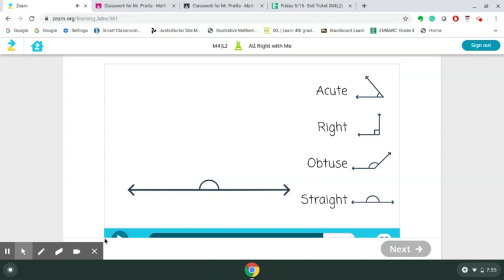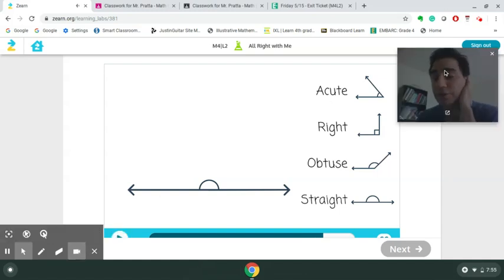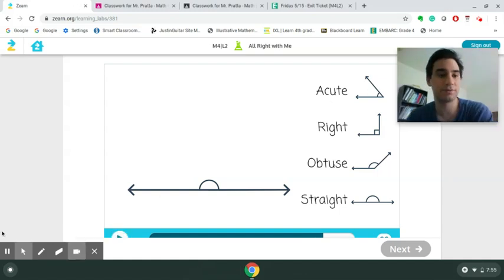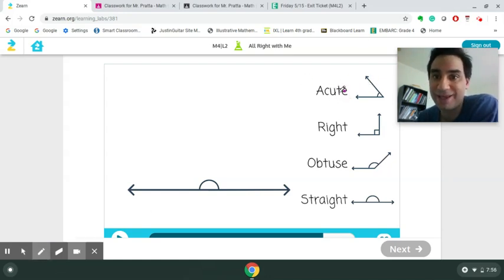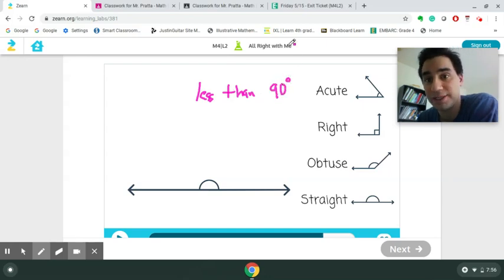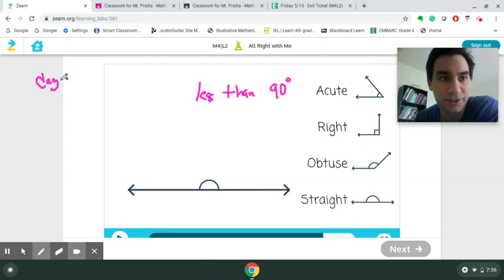Now, all right, my friends, these are your 4 vocabulary terms today. So you have acute. That means they're less than 90. And this symbol here means degrees. We measure angles in what's called degrees. You could put that little symbol, or you could spell it out like this. Degrees.